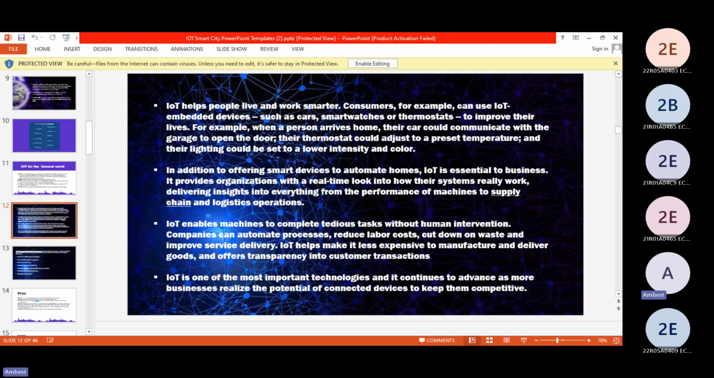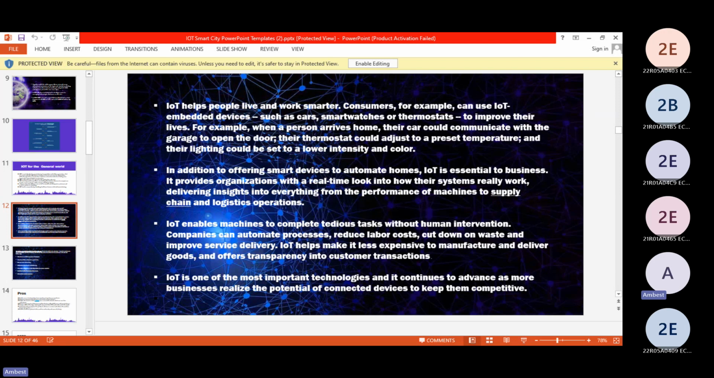IoT also enables machines to complete tasks without any human intervention. The company's processes are automated, which reduces cost, cuts down waste, and improves service delivery. It also helps make manufacturing less expensive, as we discussed in previous sessions, and it delivers goods and offers transparency into customer transactions. This enables the machine to complete the task without human interaction. It doesn't need a human to be involved in between.